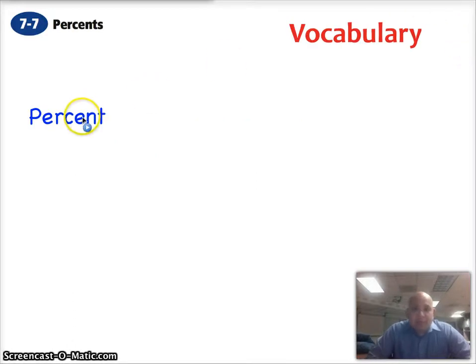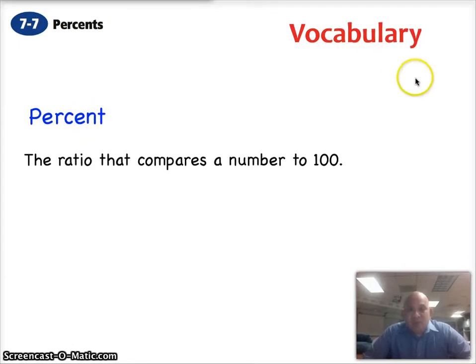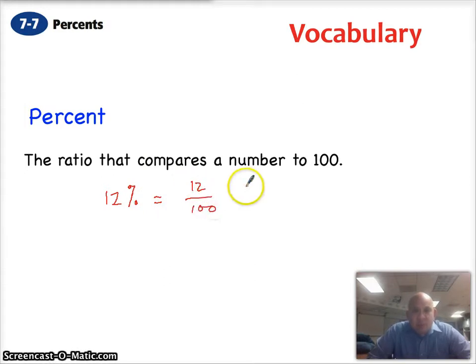First of all, the word percent. Percent means the ratio that compares a number to 100. For instance, 12%, and this is the percent sign right here. 12% actually means 12 to 100, or 12 out of 100.